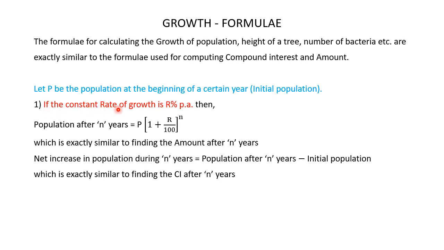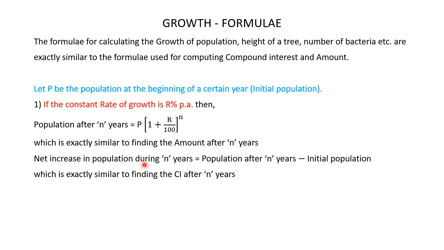Now, if the constant rate of growth is R% per annum and you have to find the population after n years, then the formula is population after n years is equal to P multiplied by 1 plus R by 100 raised to the power n. Now, when you observe this formula, you'll see that this is exactly similar to finding the amount after n years.